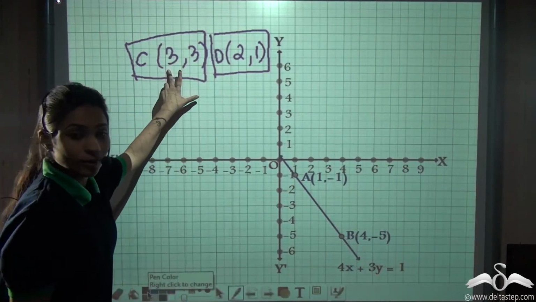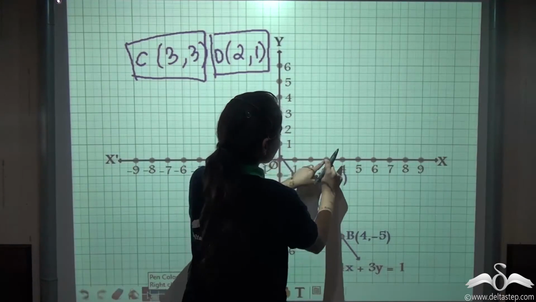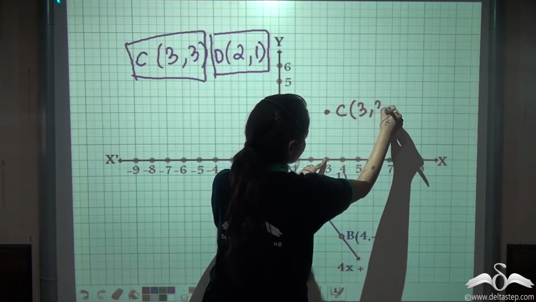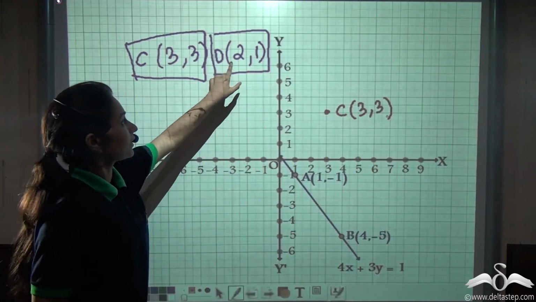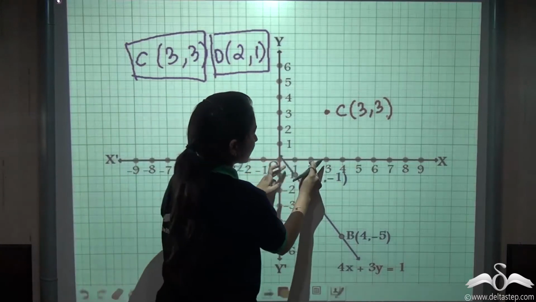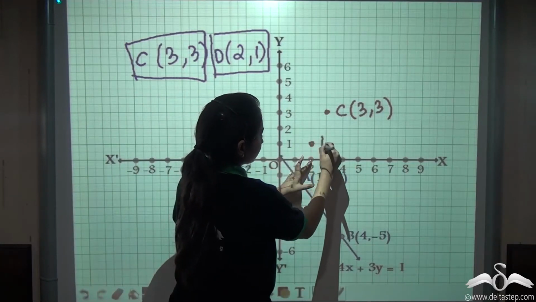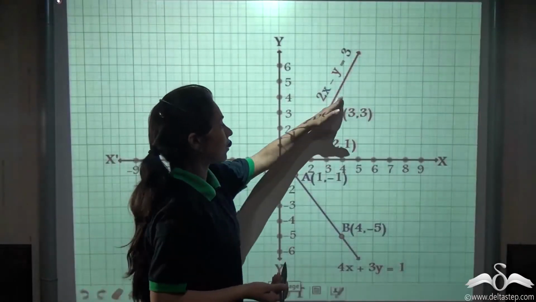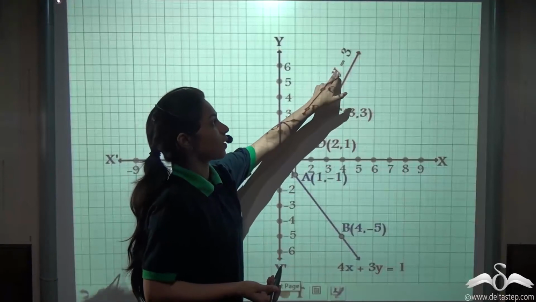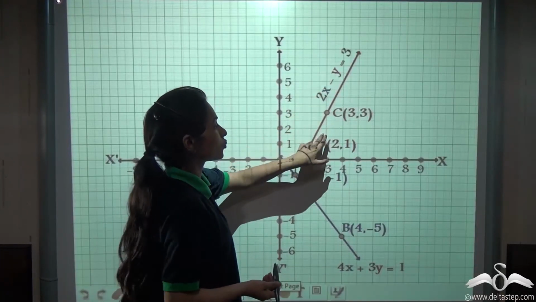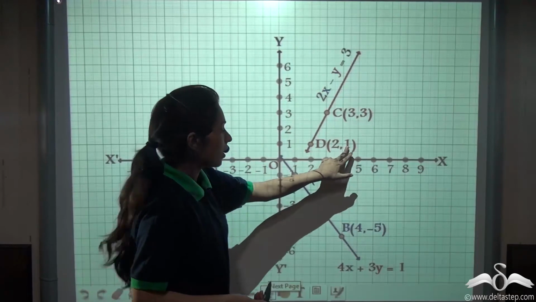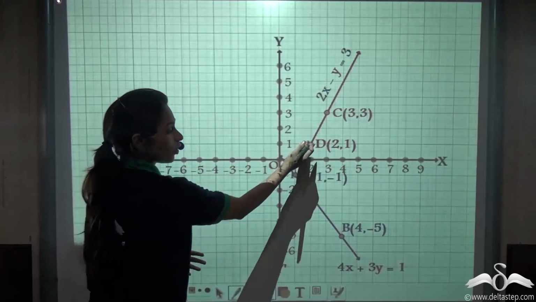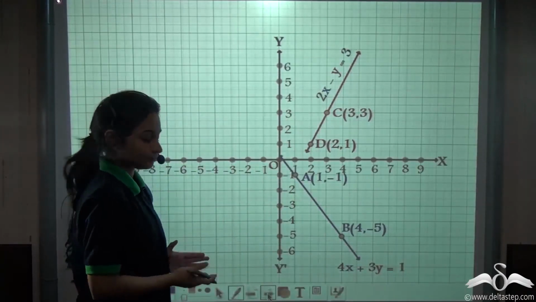First 3 comma 3. That is 3 on the x-axis and 3 on the y-axis. Similarly, what will be D? That is 2, 1, 2 on the x-axis and 1 on the y-axis. So you can see that this line represents the equation 2x minus y is equal to 3, for which we had found the solutions 3, 3 and 2, 1. But you can see that we cannot solve these two equations on the graph. They are not intersecting. What will we do?